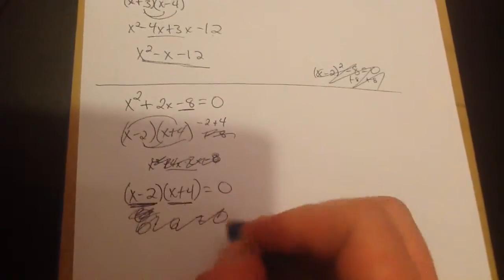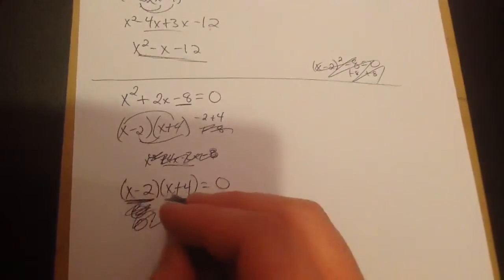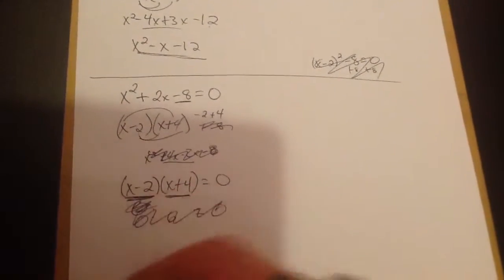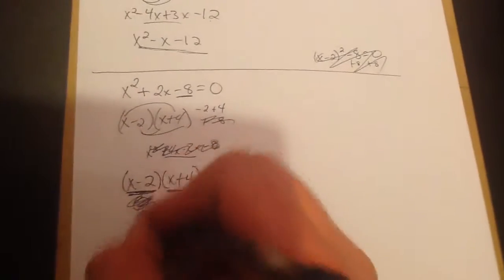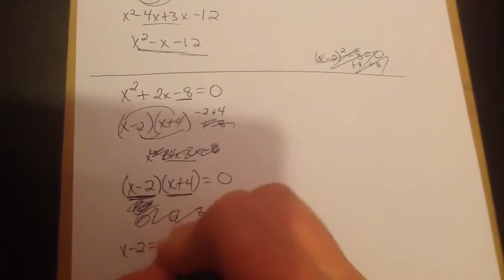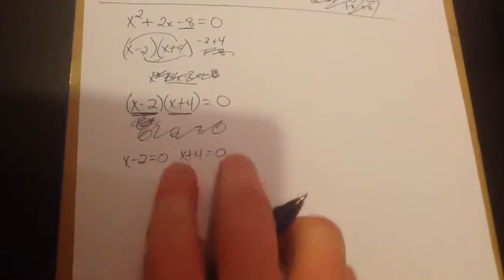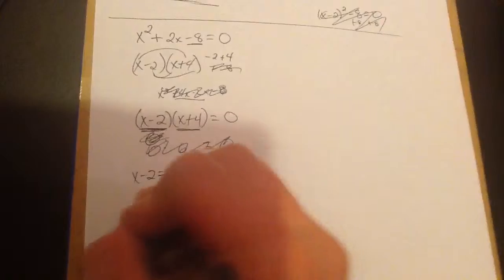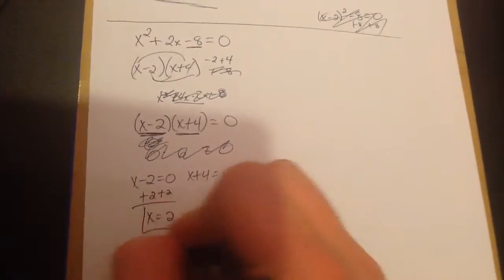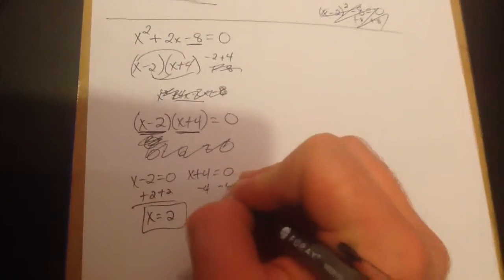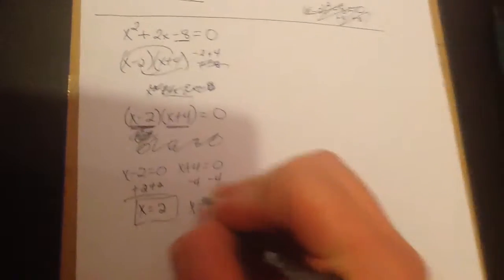Right? So you have to figure out, what numbers can I plug in for x to make either one of these 0? Well, the easiest way to do that is you just take each one of those and set them equal to 0. A lot of you will skip this step in the future because it'll be really easy to see. x will equal 2, and x could equal negative 4.